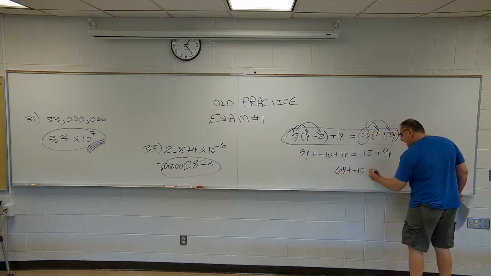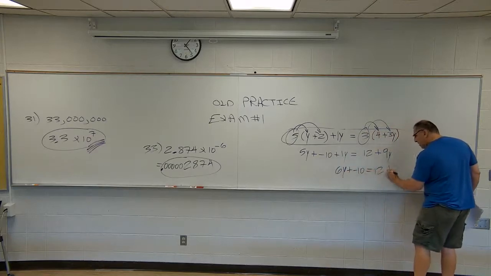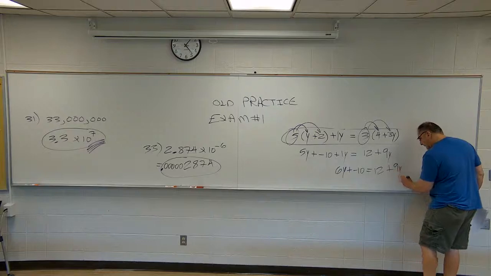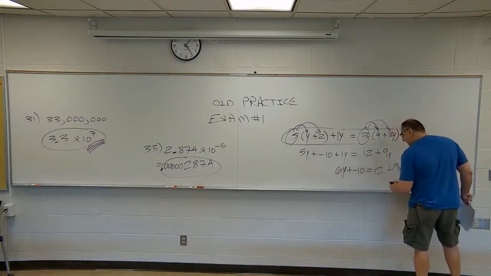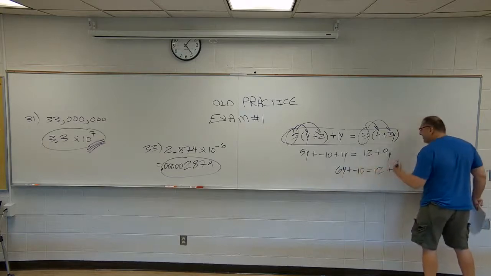6y plus negative 10 equals 12 plus 9y. Tell you what I'm going to do. Let me subtract the 6y on each side and add a negative 12 on each side.